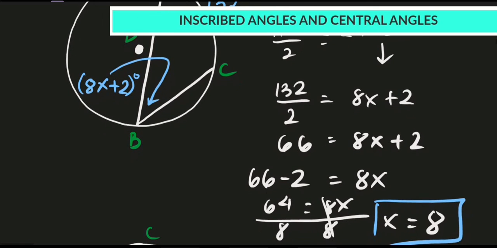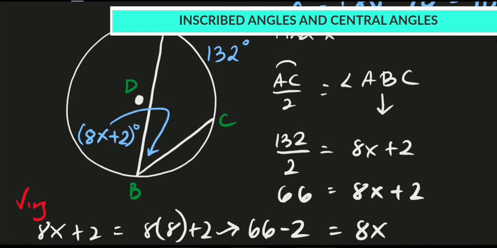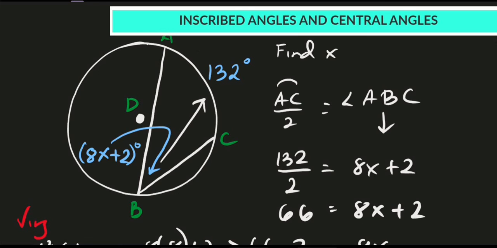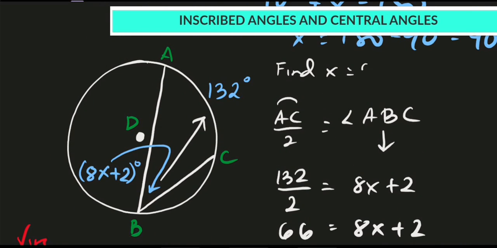Now, if you want to double check your answer, just plug in the value of 8 for x into our expression 8x plus 2. That is equal to 8 times 8 plus 2. So 8 times 8 is 64, plus 2, that is equal to 66, which is actually the value of half of this intercepted arc. So the value of x, according to our solution, is equal to 8. So our answer is 8.